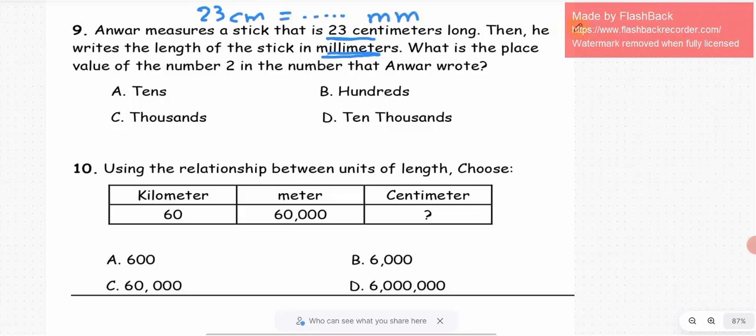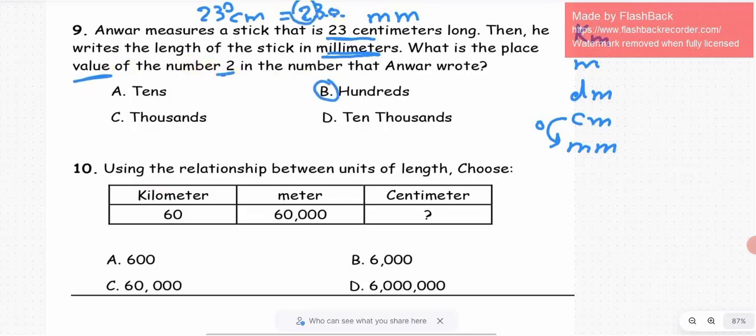Centimeter is big. So let's put our units: kilometer, meter, decimeter, centimeter, millimeter. From centimeter to millimeter, I put 1 0. Put 1 0 will be 230. So now Anwar wrote 230 millimeter. What place value is 100?